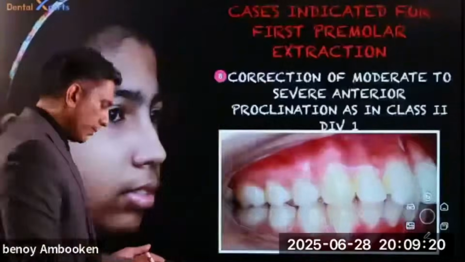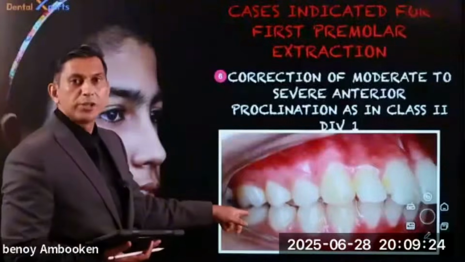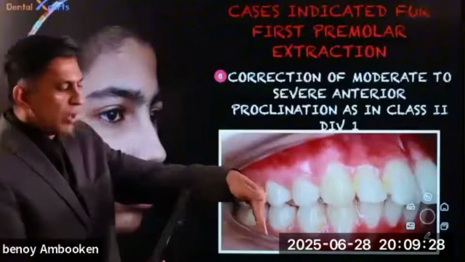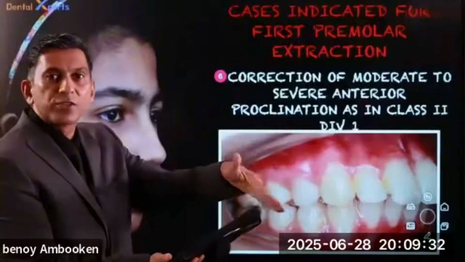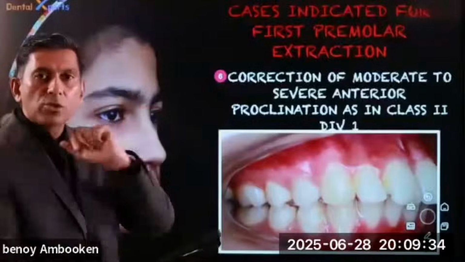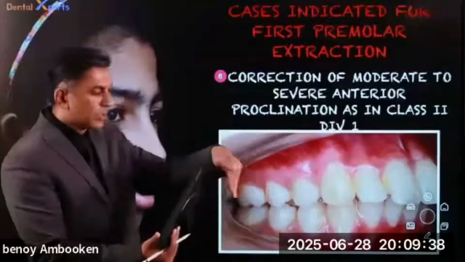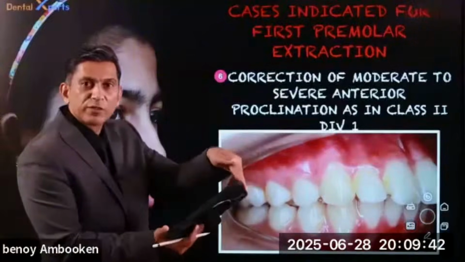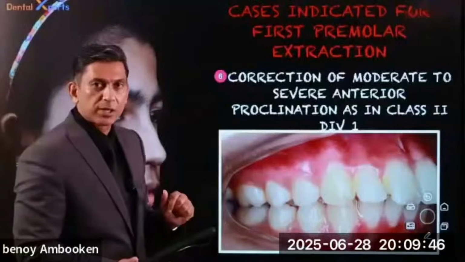Now, another common case is when you have a class 2 molar relation, but your lower anterior is highly proclined and hitting the palatal surface of the upper anterior. That is also a case indicated for first premolar extraction. So a skeletal class 2 with proclined lower anteriors hitting the palatal surface of the upper anterior is a case indicated for first premolar extraction.